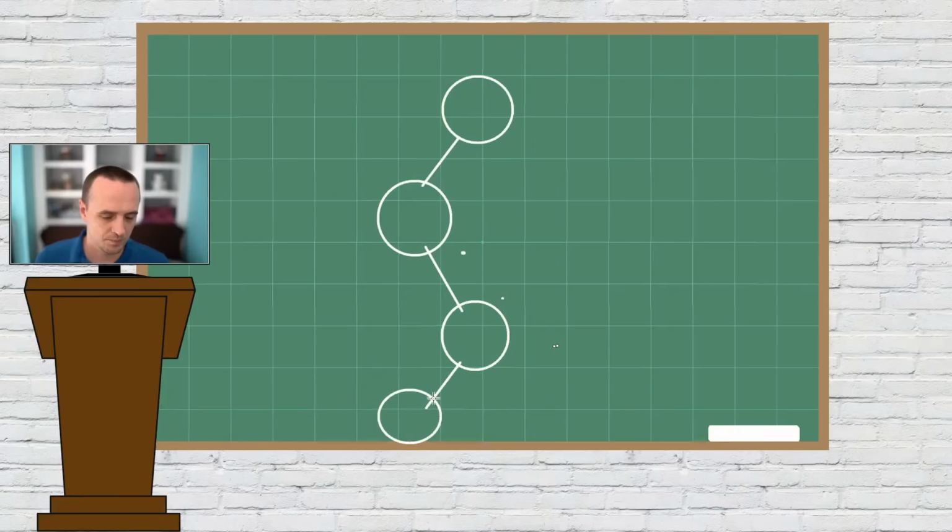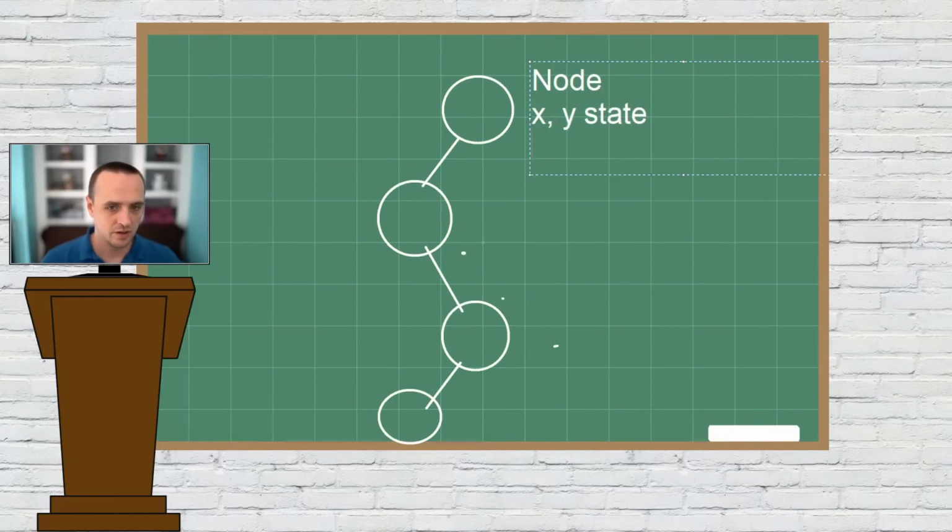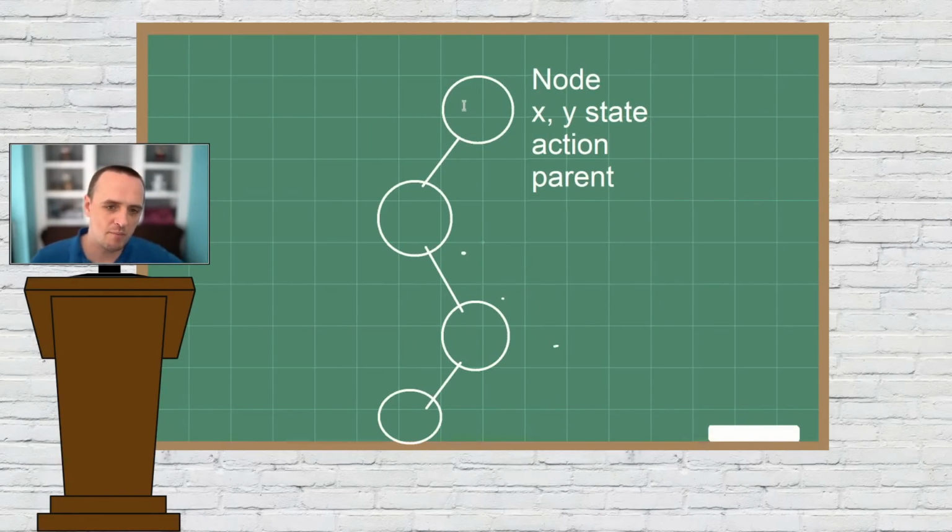This link here, I can get back to the parent of this node by following the parent pointer back to here. Then I can get to the parent of this node by going to here, and the parent of this node by going to here. Now, if we remember, the nodes store X, Y state, they store action, and they store parent. Okay? So if we remember, the parent of the root node is null.